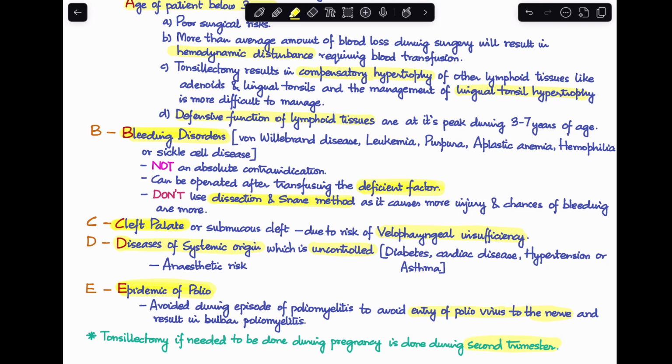So that's all about tonsillectomy for today. In the next class, I will be talking about the different techniques of tonsillectomy or the different methods of tonsillectomy. See you in my next video.